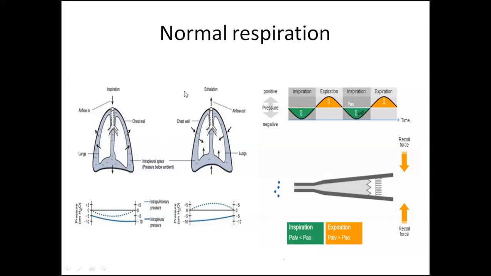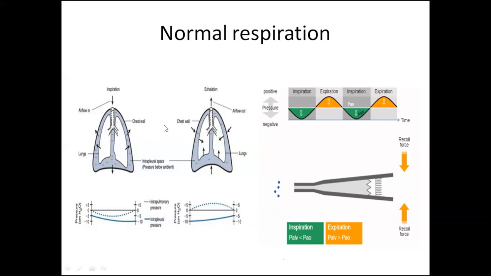The pressure at the start of the respiratory tract. It's atmospheric pressure, because you are exposed to the atmosphere. So we'll usually take that as 0. Atmospheric pressure will be taken as 0.